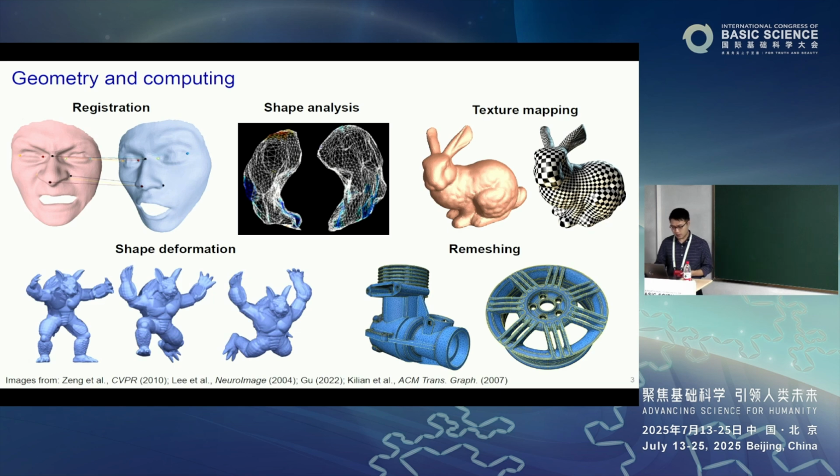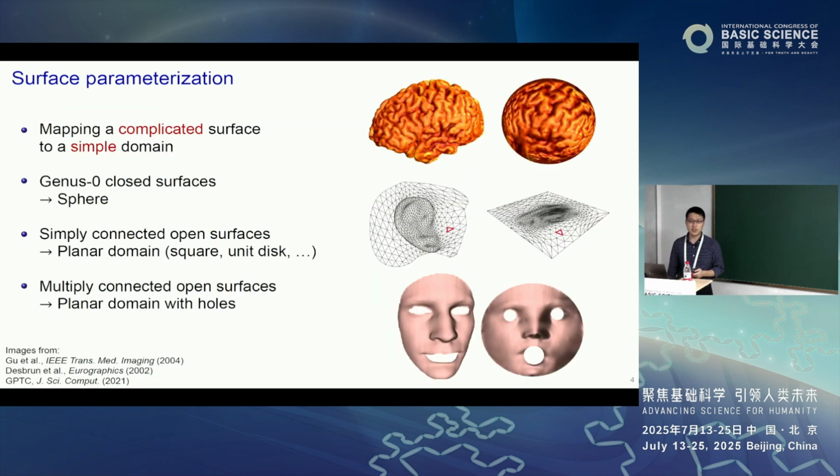And one common task that would be involved in many of these approaches would be something called surface parametrization. So what is surface parametrization? Surface parametrization is basically the process of mapping a complicated surface to a simple domain.